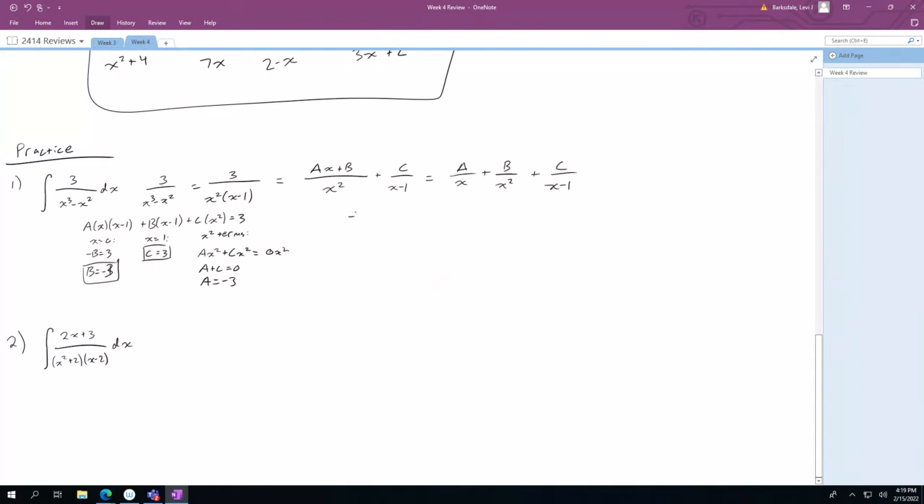All right, so then we have the integral of negative 3 over x plus the integral of negative 3 over x squared plus the integral of 3 over x minus 1. And of course, I need to attach my dx to each of these. And these are all fairly simple and straightforward integrals. We have negative 3 natural log of x plus 3 divided by x. This is just using the power rule. And then plus 3 times the natural log of x minus 1. And of course, we have our plus C up front.